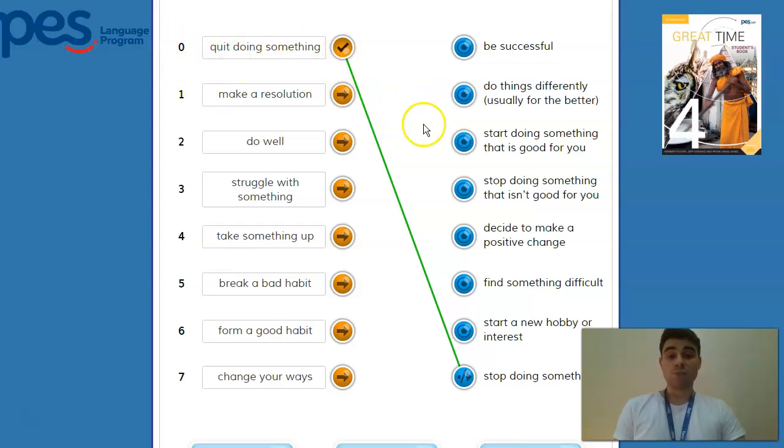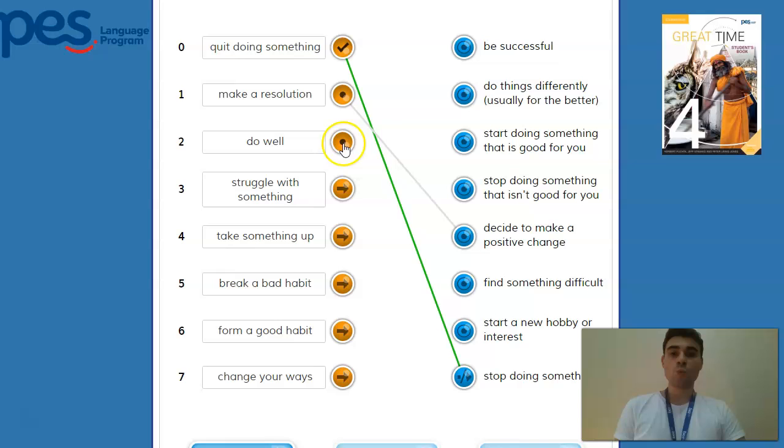Number 0 is done for us, so to quit doing something means to stop doing something. Now number 1, to make a resolution. To make a resolution means that we decided to make a positive change.